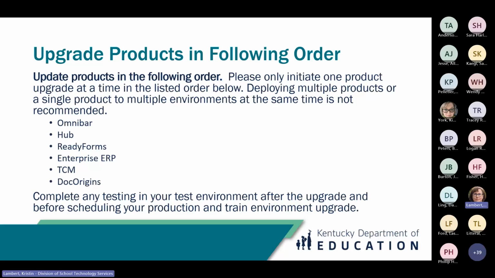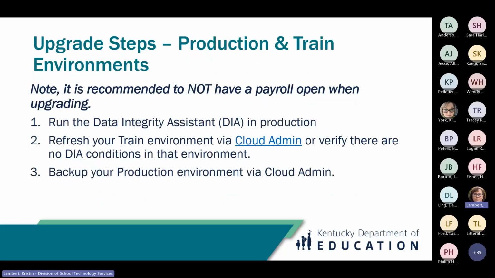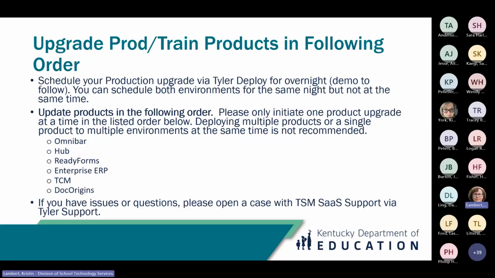Complete any testing in your test environment before you schedule your production and train environment. Then you're going to repeat those steps in your live environment. Even when there was a gap between your test and production environments, you still should run that DIA again in production before doing your upgrade. If there were any issues in production, you'd want to refresh your train environment or run the DIA there and fix it. And then back up your production environment and schedule your upgrade.